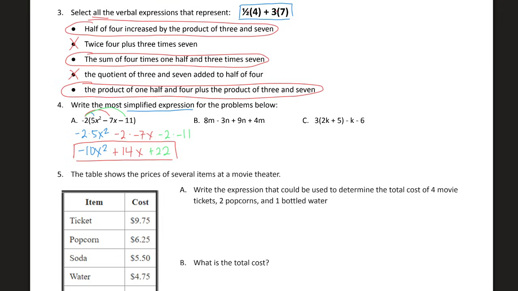Okay, let's look at B. So B, there's no parentheses, which means we're not going to distribute. However, we are going to look for like terms. So first, I have an 8m, and then I see I also have a positive 4m. So I know I'm going to be able to add those. 8m and 4m make 12m. Then I have a negative 3n and I have a positive 9n. So I can add those. I have negative 3n plus 9n. Negative 3 plus 9 is going to be a positive 6n.